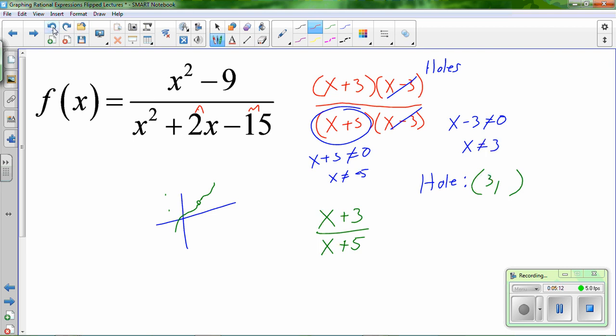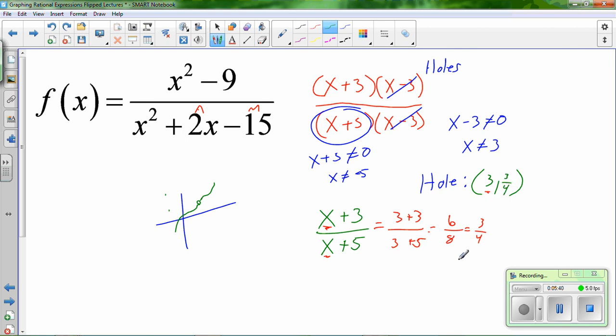So if we place 3 into this function, we end up with 3 plus 3. What I'm doing is I'm replacing x with the x value of the hole, over 3 plus 5. 3 plus 3 is 6. 3 plus 5 is 8. We can reduce it, dividing everything by 2, to 3 over 4. And this is the y value of the hole.